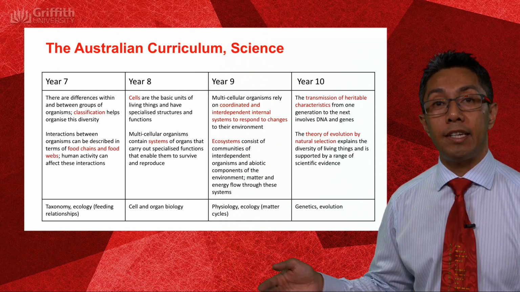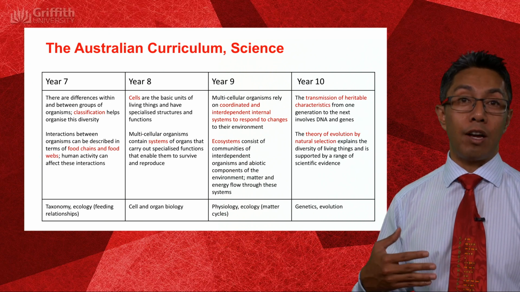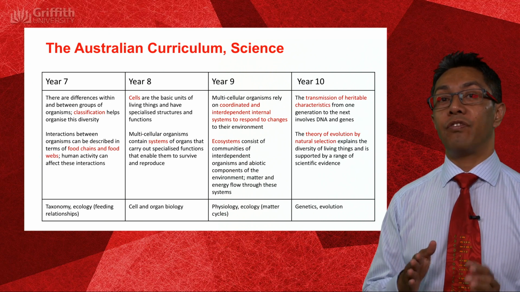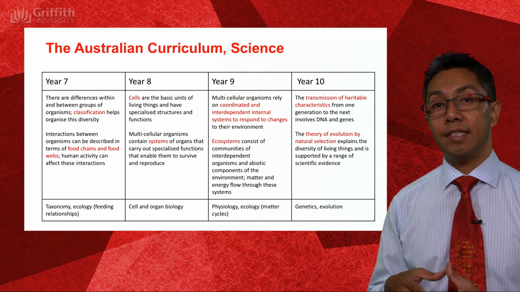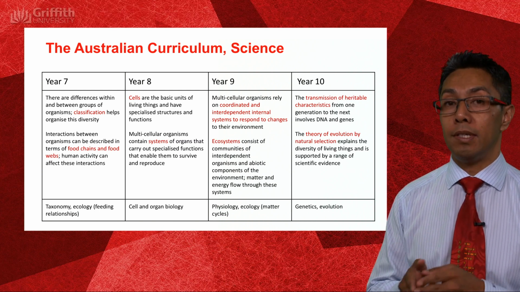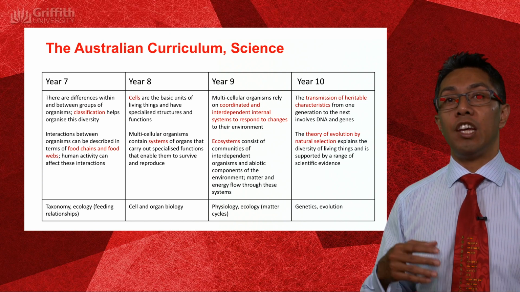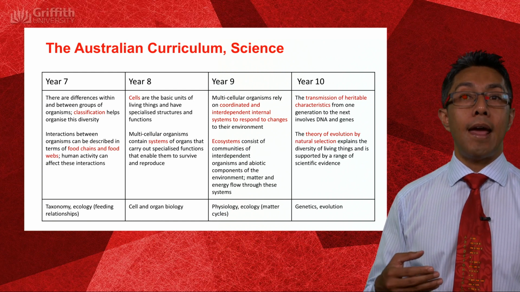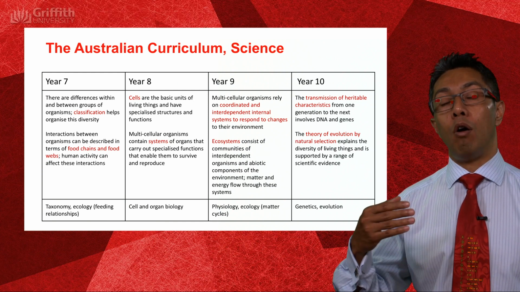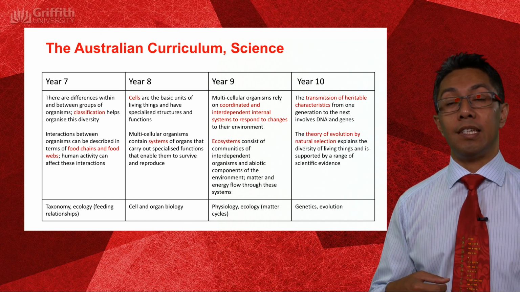In summary, in year 7, students will be learning about taxonomy and ecology. In year 8, the focus switches to the cell and the cell theory, organelles of the cell, and also organ biology, in particular a few key human systems. In year 9, we start to look at physiology, in particular homeostasis, and we pick up that theme of ecosystems and develop it further from the year 7 treatment.